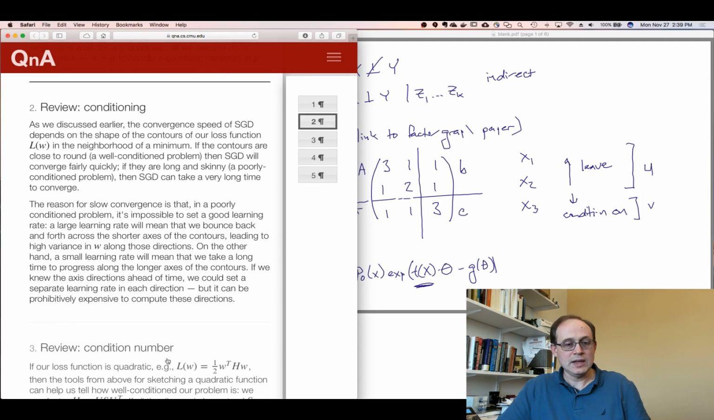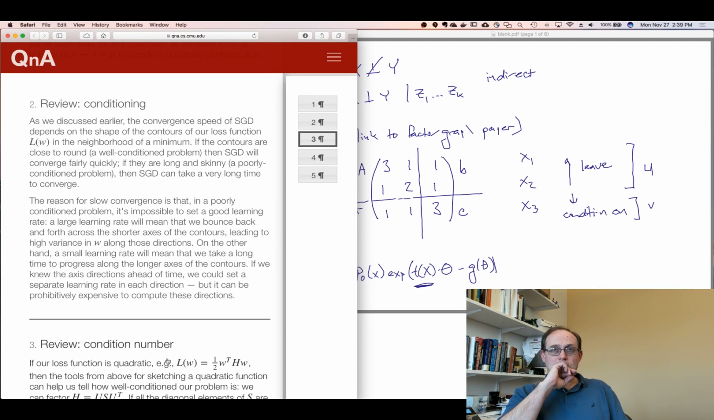All right. And if you remember, we talked about in stochastic gradient descent that the speed at which stochastic gradient descent converges depends on what we call the conditioning of our loss function. And qualitatively, well-conditioned loss functions are ones with contours that are nice and round, and poorly conditioned ones are ones with contours that are very long and skinny.